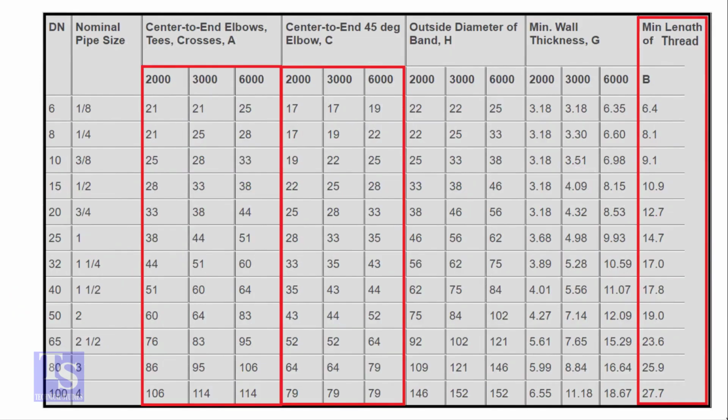Let us check the chart for the other dimensions. The 4-inch elbow with 3,000-pound rating, the takeoff length is 114 millimeters. For the 45-degree elbow, it is 79 millimeters. The TDP length for both elbows is 27.7 millimeters, let us round it to 28 millimeters.